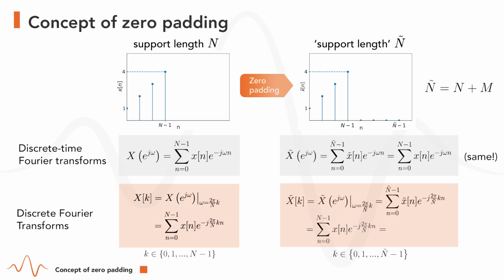Thus, we conclude that the discrete Fourier transform of the padded signal corresponds to evaluating the discrete time Fourier transform of the original signal for values of omega equal to 2 pi over capital N tilde times k, where k goes from 0 till capital N tilde minus 1. So we actually get capital N tilde samples in the interval from 0 until 2 pi, and since capital N tilde is larger than capital N, we have a way to evaluate the discrete time Fourier transform at more samples.